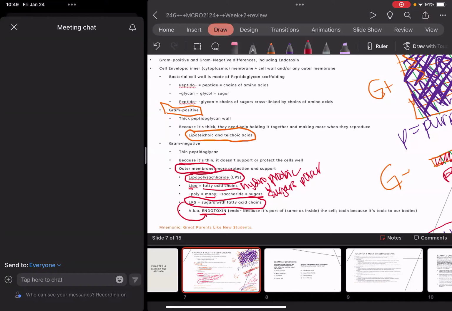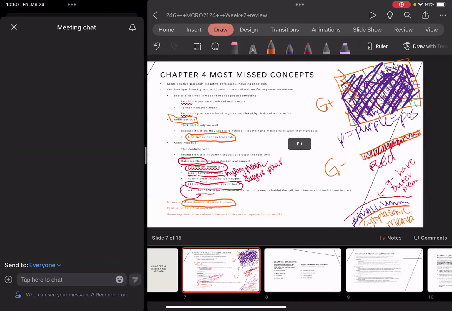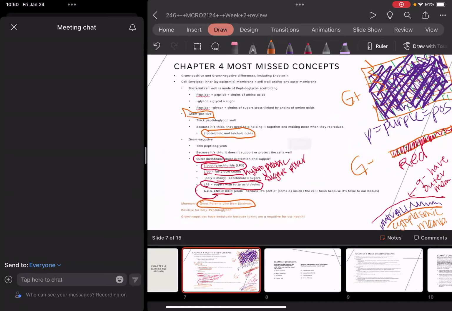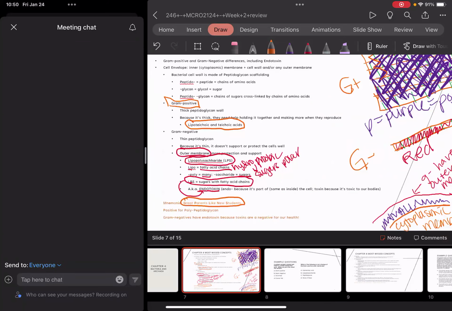So, great parents like new students. Why would great parents like new students? Because, hey, we're great parents. We can't wait for our kids to learn. So gram-positive, those are going to have our lipoteichoic acid and things like that. And then our negatives are going to have outer sugar. It's just one way to help remember, however you want to make your own. You don't have to use my stupid mnemonics that I'm offering you for these things.